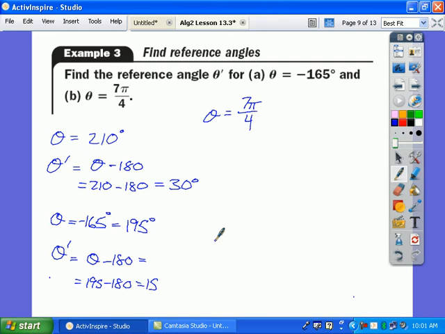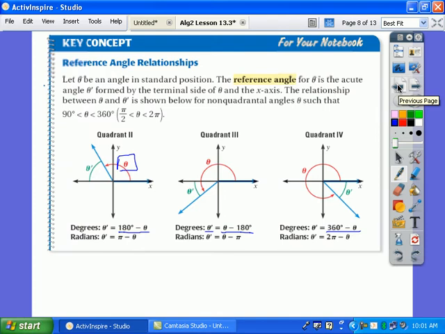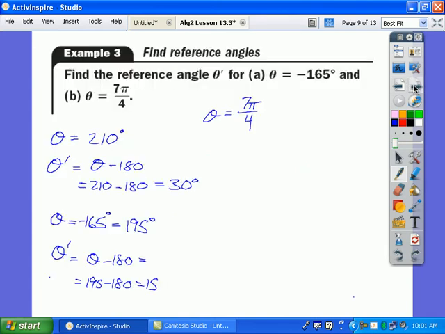So to calculate the reference angle in quadrant 4, we take 2 pi minus theta. Remember, this is the radian approach. So theta prime, our reference angle, is going to be 2 pi minus 7 pi over 4. And now I need a common denominator. The common denominator will be 4. So 8 pi over 4 minus 7 pi over 4 equals pi over 4. And this is our reference angle.